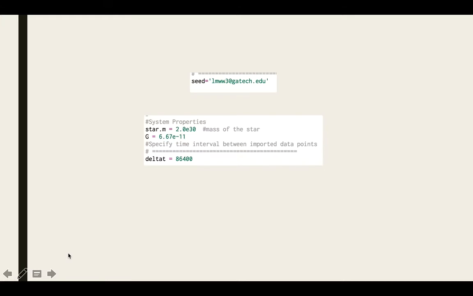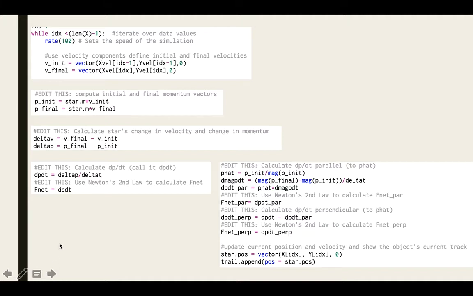Now to look at the computational model, I first changed the initial conditions, inputting my email address, the star's mass, the constant g, the time step, and then the position of the black hole. And at each new data point, the code runs through a calculation loop. First, the initial velocity vector, which is the final velocity from the last point, and the final velocity vector are defined. The star's initial and final momentums are then derived from just multiplying the star's mass by the velocity vectors.